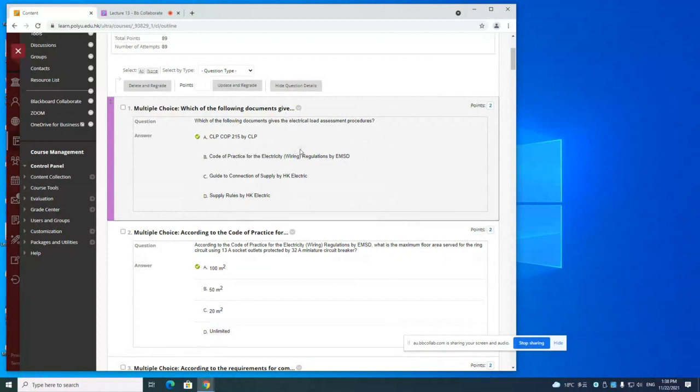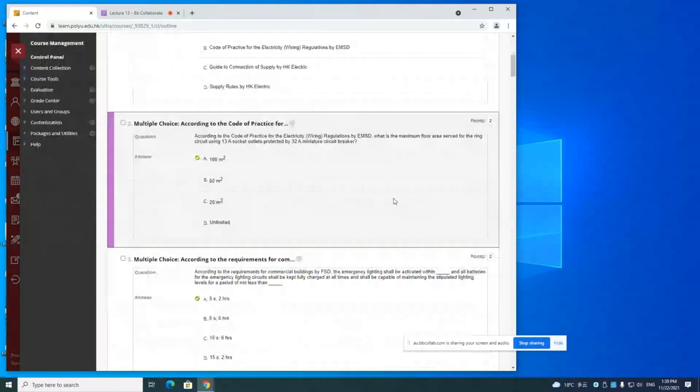So let's look at the question here. This is the first question. Which of the following documents gives the electrical load assessment procedure? Okay, so I guess you already seen that in your mini design project. So I guess most of you already got the right answer. Okay, so that's A, CLP, COP 215. Okay, and then so this is a straightforward question.